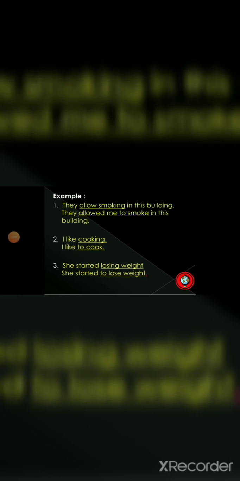Some of the examples here: they allow smoking in this building. They allowed me to smoke in this building. They allow smoking in general. Okay, the notification: they allowed me to smoke in this building, especially to me. I like cooking. I like to cook. Difference in the sentence. She started losing weight. She started to lose weight.